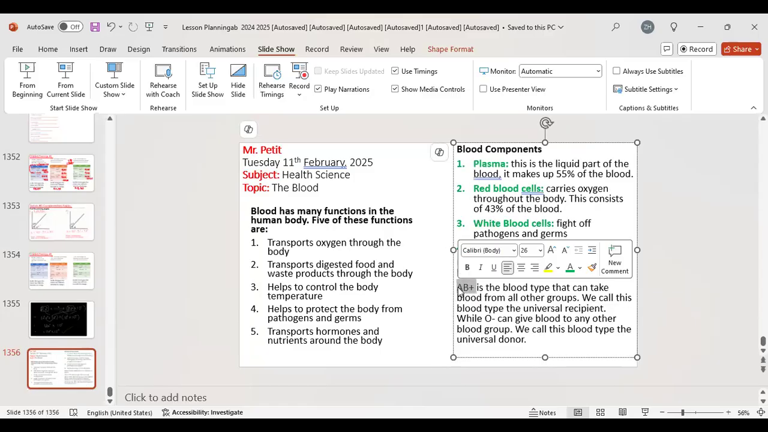So A positive is the universal recipient. O negative is the universal donor.